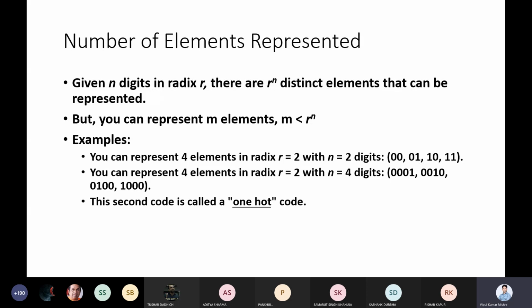Okay, so this is how to represent an element. There are 2 ways to represent it. One is this, where the number of digits is 2, so it will be 00, 01, 10, 11, which we usually see. But there is another way, known as the one hot method.